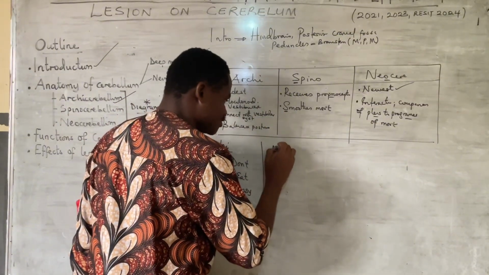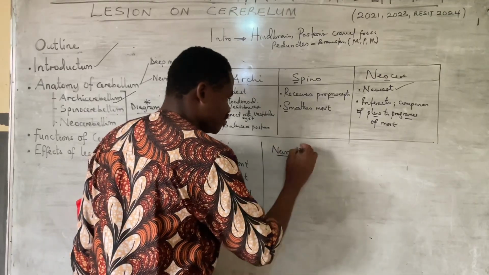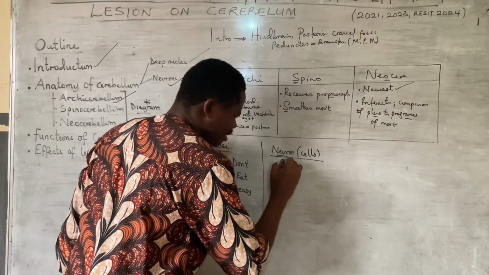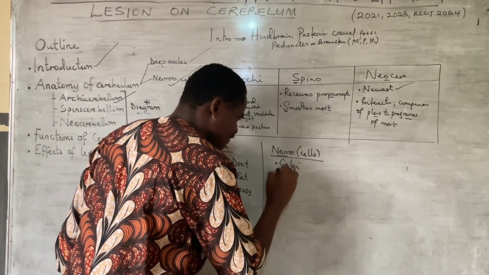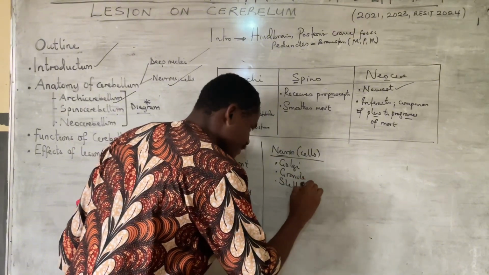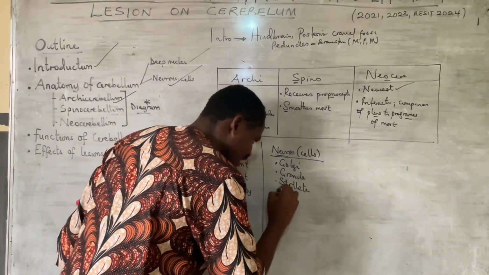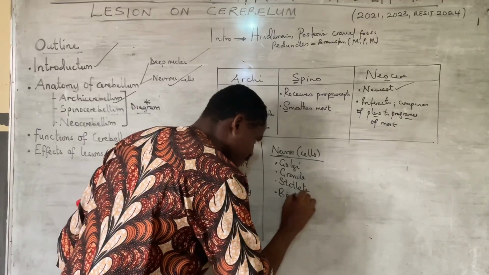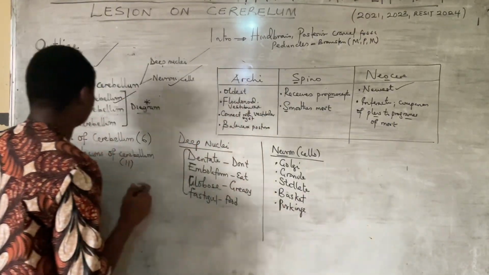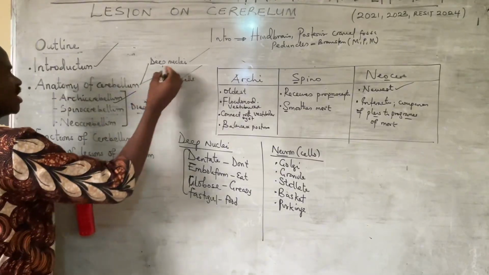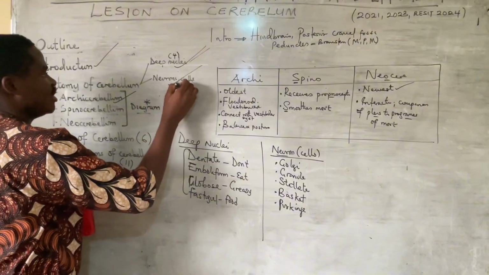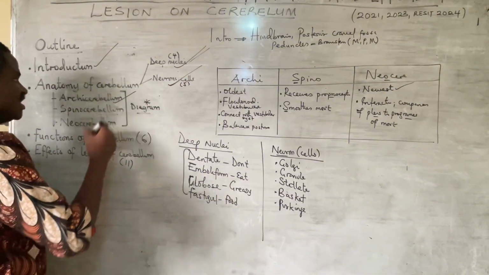Then for the neurons, remember, a nerve cell is also called a neuron. So the neurons or cells are the Golgi, the granule, the stellate, the basket, and the Purkinje. This is quite necessary for your anatomy. So for the anatomy, you list the deep nuclei, and you talk about the neurons. Deep nuclei are 4. The neurons are 5. Then each of these with their characteristics.